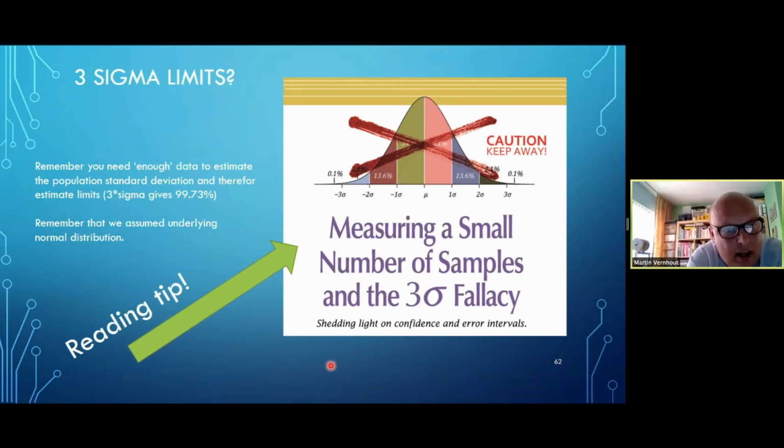And that leads to an important reading tip. If you have not enough data, or you're measuring only a couple of samples out of a big population, you make errors, and they are hard to spot at first, but there is a good document on the web. It's called Measuring a Small Number of Samples and the 3 Sigma Fallacy. Please read it if you care about the quality of your measurement and you're not sure if you're making enough measurements anyway. This document is actually tailored to the semiconductor industry, but I think it's more generally valid outside of that.